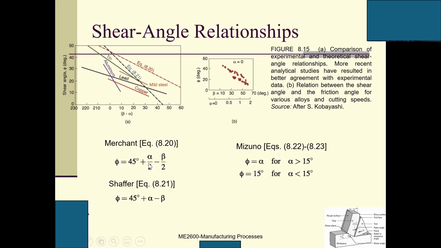They calculate the phi using this equation: 45 degrees plus alpha divided by 2 minus beta divided by 2. What is alpha, guys? I forget alpha.